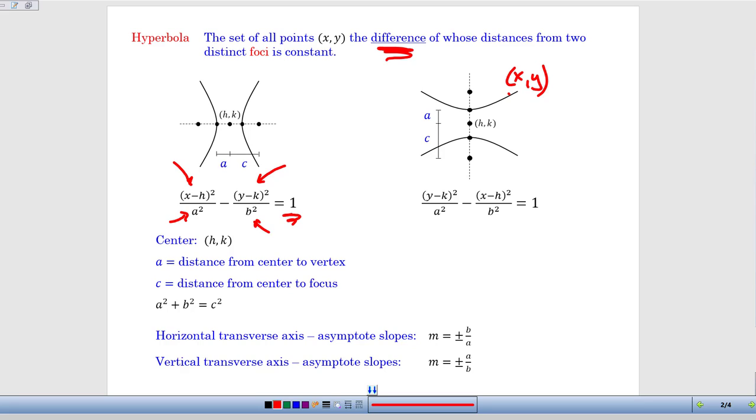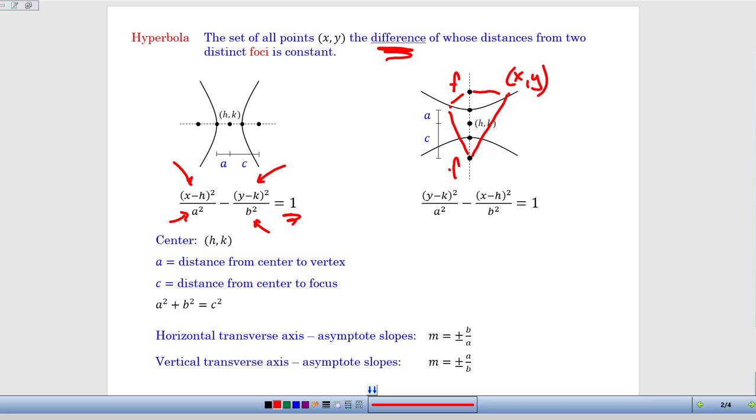And it's the set of points whose difference, the difference of whose distances from two foci, is constant. Meaning that if this is one focus here and this is the second, if I take this distance and I take this distance and I subtract them, or if I take a point over here and I take the distance from one focus and the distance from the other focus and subtract them, that difference is constant. So rather than adding those distances, subtracting those distances keeps on giving us the same number.